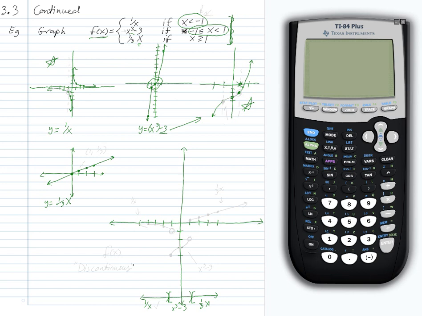So, the portion of 1 over x that I want is just going to be that little tail that starts at negative 1, and goes off to the left from there. So I'll put an open circle, negative 2, 1/2, negative 3, 1/3, negative 4, 1/4, and that's our first piece. Took care of the first region.